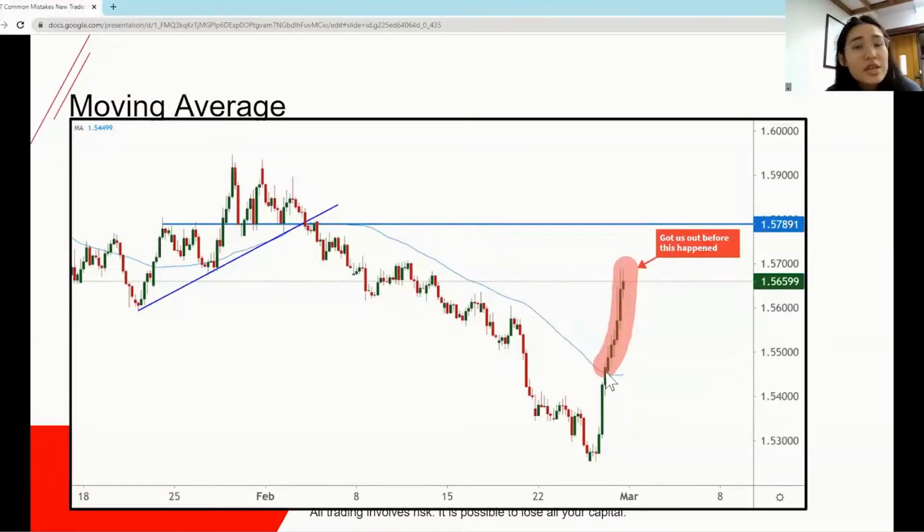Okay, and it's a good thing that price stopped us out here, because we would have made more losses if price continued to rise over here, which is exactly what had happened.